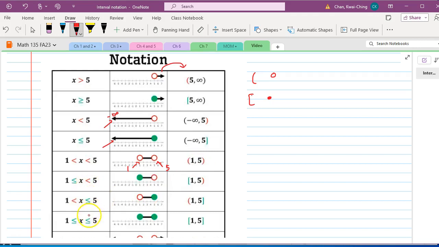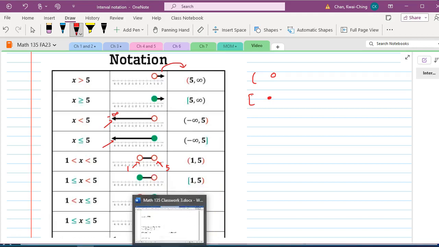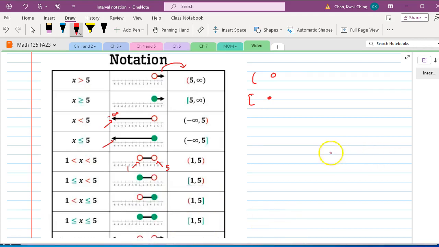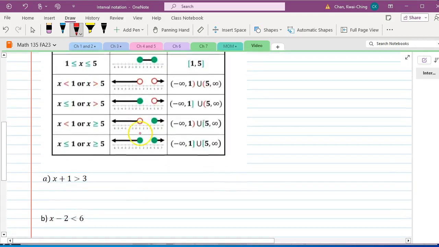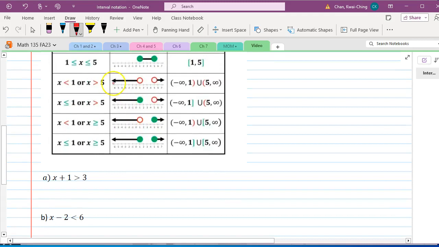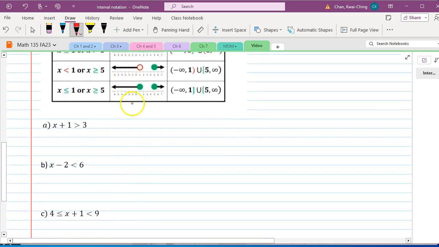These are the variations. In case you have less than or equal to, which is a solid dot, then you change the left-hand or the right-hand side to a square bracket. So basically that's how it works for a simple linear inequality. And these are for if you are doing OR. We don't need it in college algebra for the time being, I think.